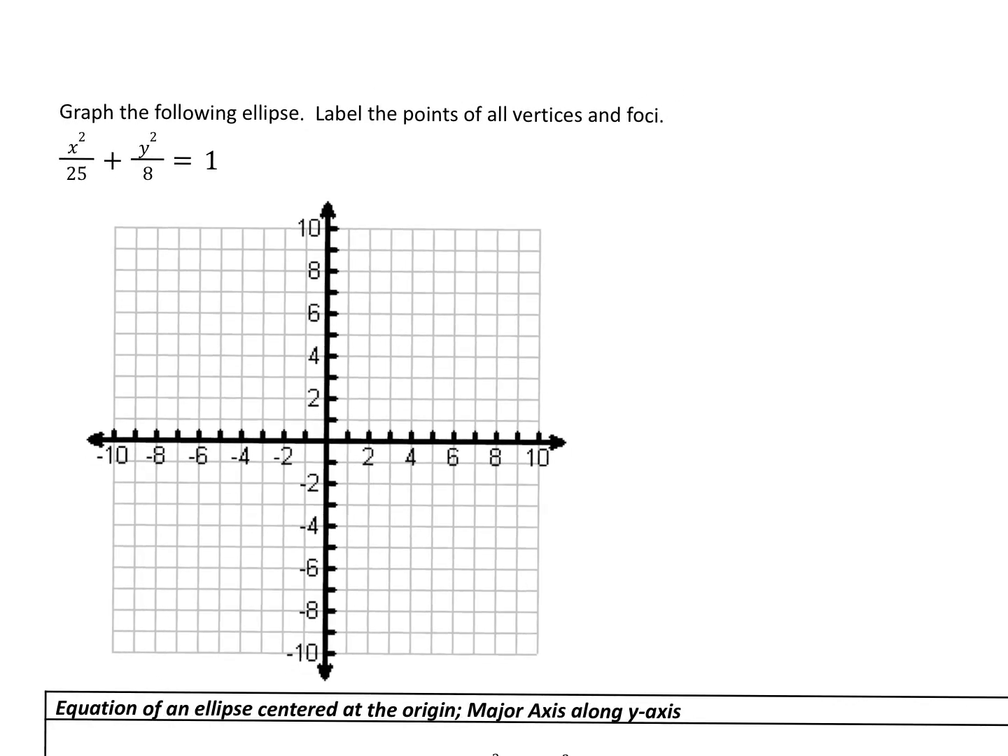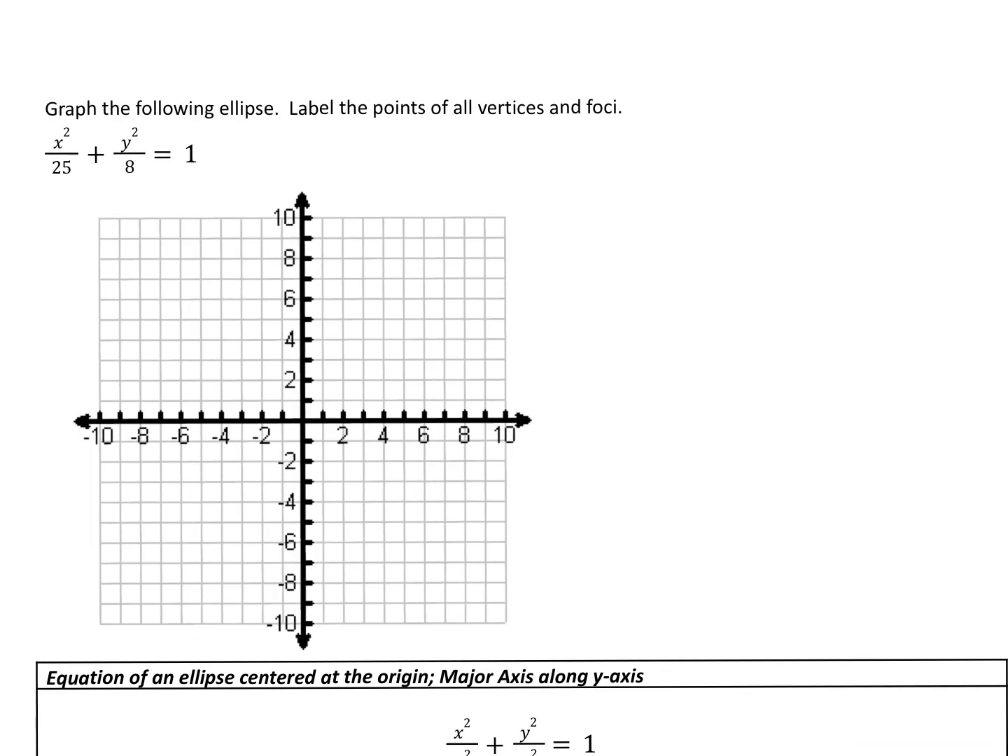Now, in our next example, we are going to graph our ellipse. And we want to make sure we label all of our vertices and then our foci. So we're going to start with finding a and b. So a is the square root of the larger number, so the square root of 25, which is 5. B is going to be the square root of 8, which is not a perfect square, so it's not going to be a nice number. It is going to be a decimal, which is okay, and it's going to be 2.8.